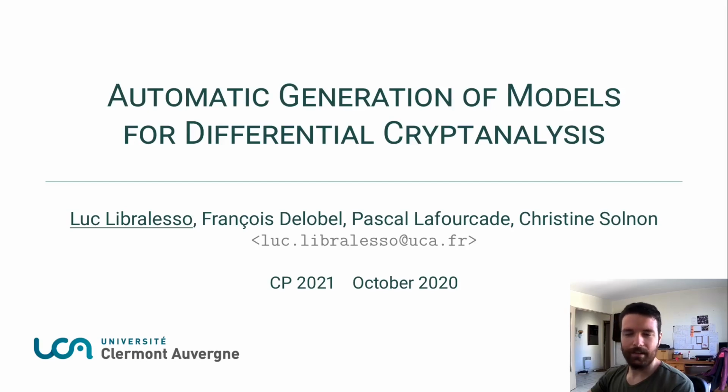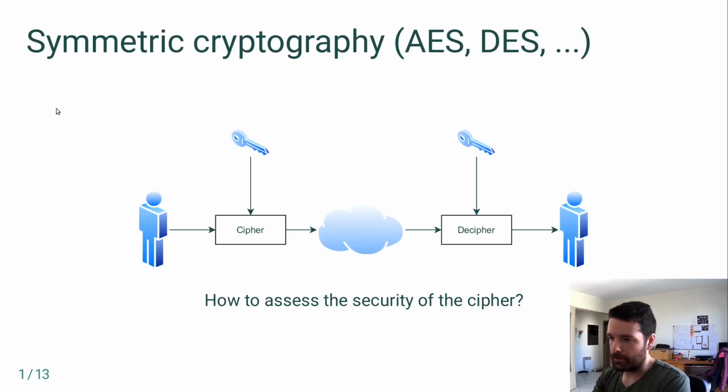Hi, in this talk I will be discussing our recent work on applying constraint programming on symmetric cryptography. So let's start with a bit of context. In symmetric cryptography, we have some people who want to send some message across the internet, but we want this message to be secure, so that no one can read the message until he or she knows the key.